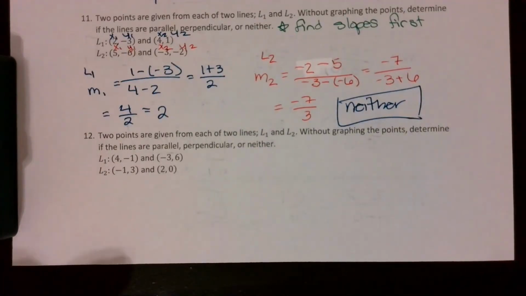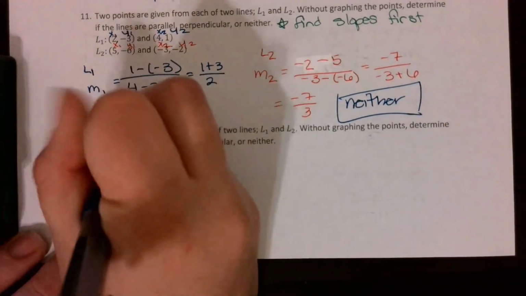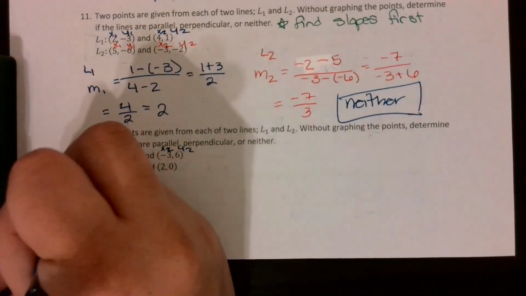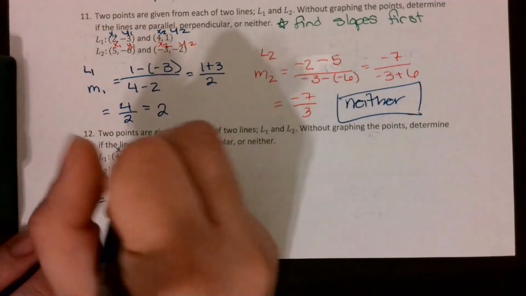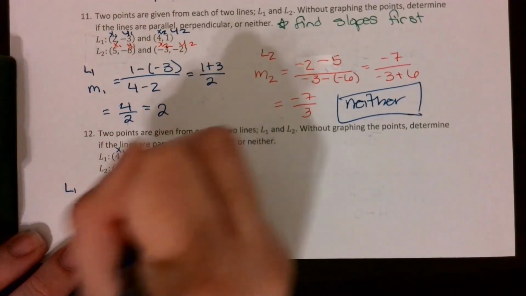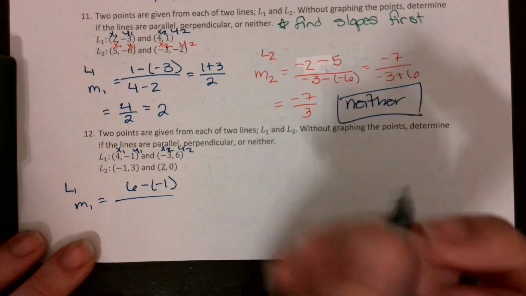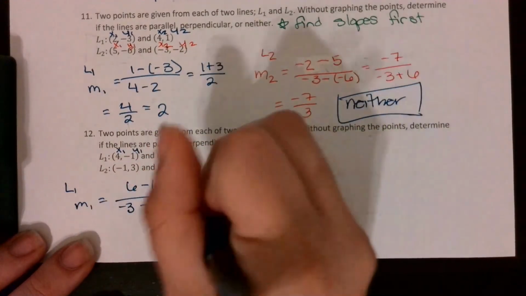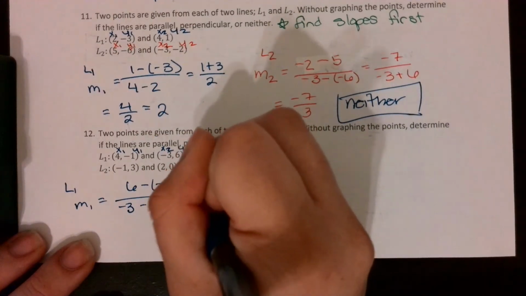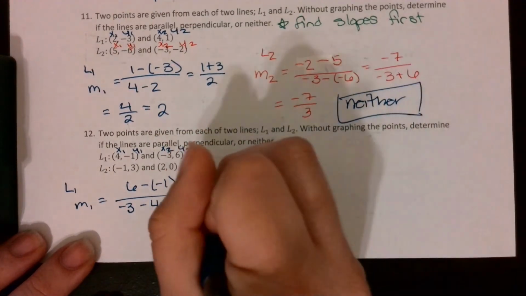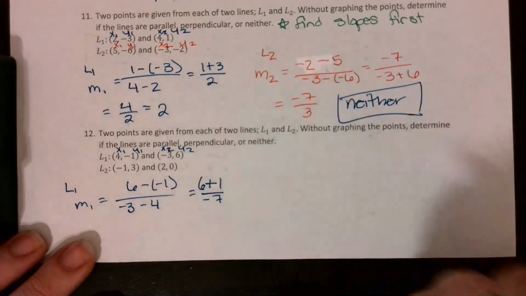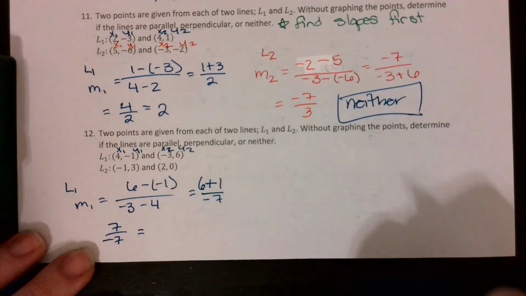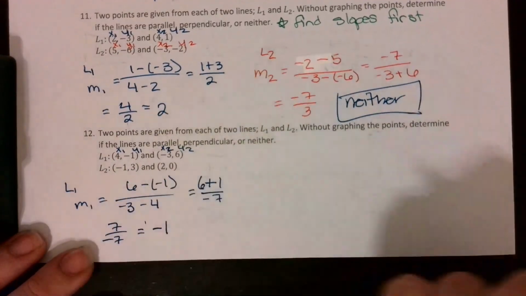Same thing for number 12. So I'm going to do L1 in blue. And I'm going to label my slope M1. I have 6 minus negative 1 over negative 3 minus 4. On the top, I'm going to have 6 plus 1. On the bottom, I have negative 7. 6 plus 1 is 7. 7 over negative 7 gives me negative 1.